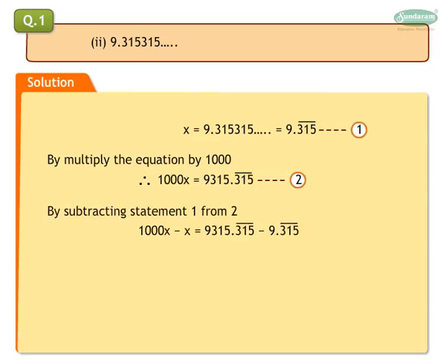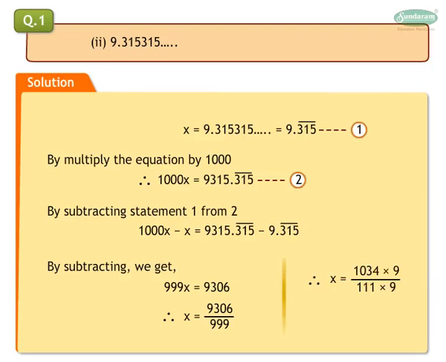1000x minus x is equal to 9315.315 minus 9.315. Now on subtracting, we get 999x is equal to 9306. Therefore, x is equal to 9306 upon 999. Therefore, x is equal to 1034 into 9 upon 111 into 9. Therefore, x is equal to 1034 upon 111.